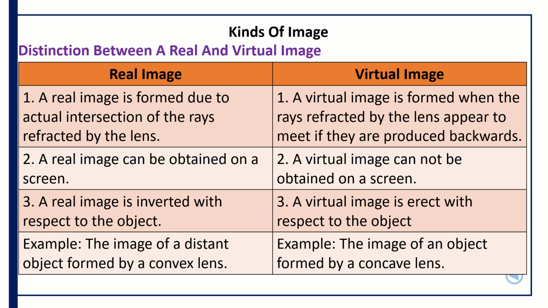The example for real image is the image of a distant object formed by a convex lens. If we keep the object at some distance from the convex lens, we get real images. And concave lenses create virtual images when the object is kept in front of them. So real images are formed by convex lenses and virtual images are formed by concave lenses.